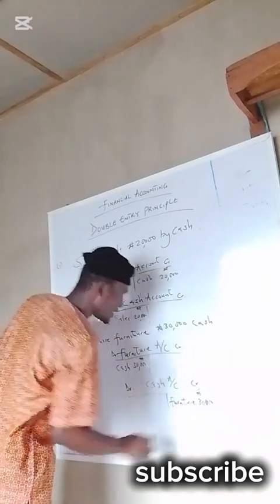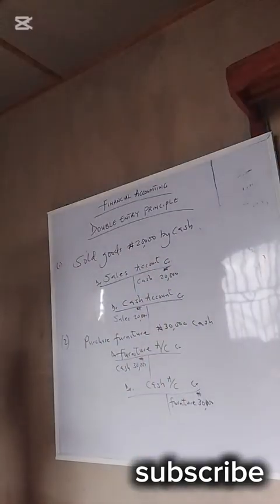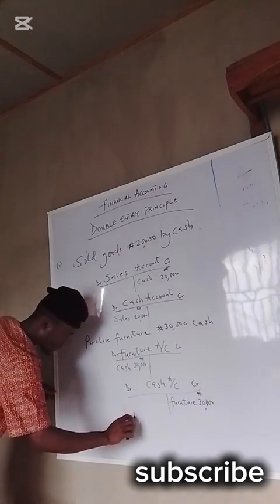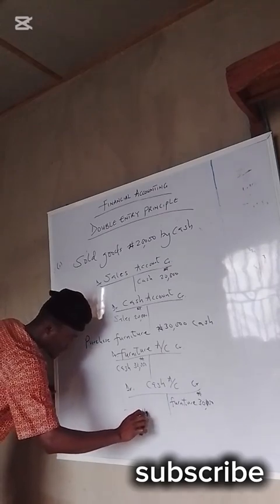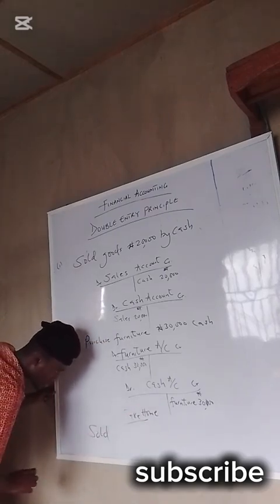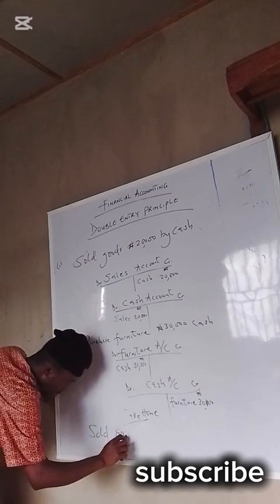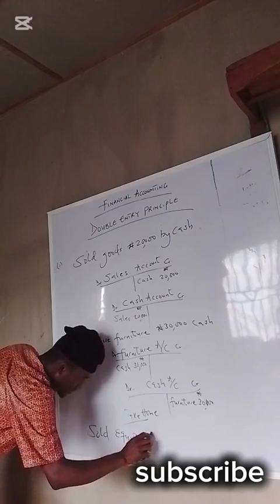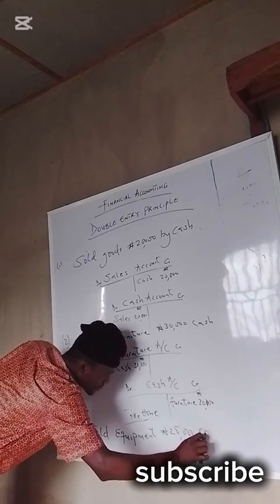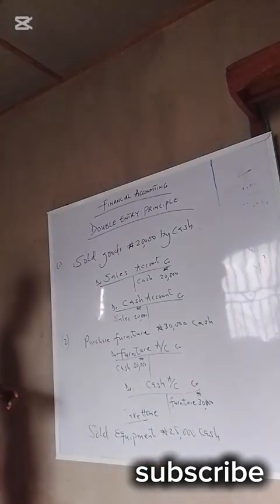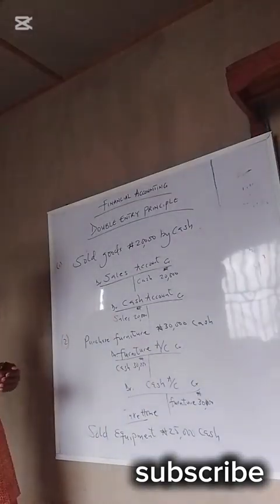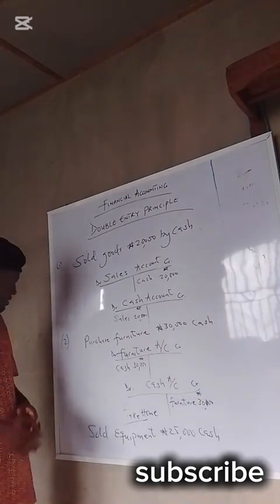If you understand this, let me give you a take home. Let's assume that we sold equipment, 25,000 naira cash. Sold equipment 25,000 naira cash. If you understand what I've been doing, let's try and solve that.